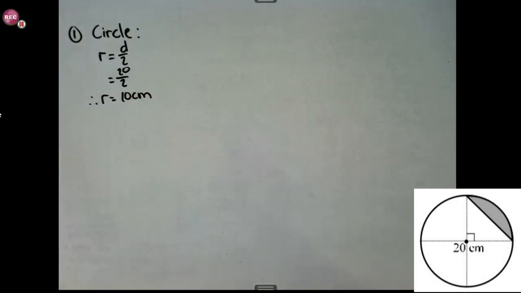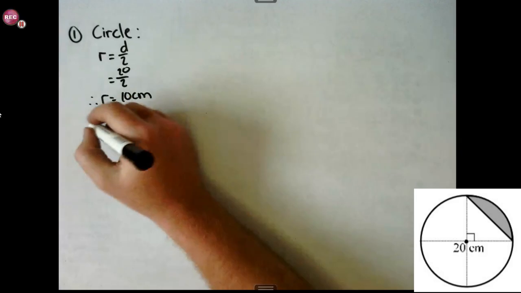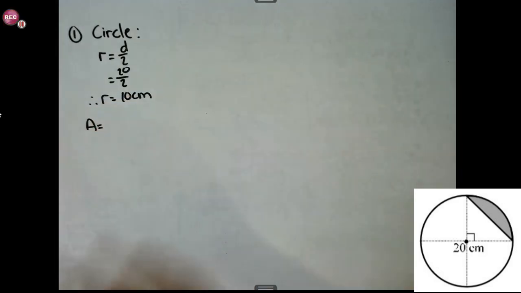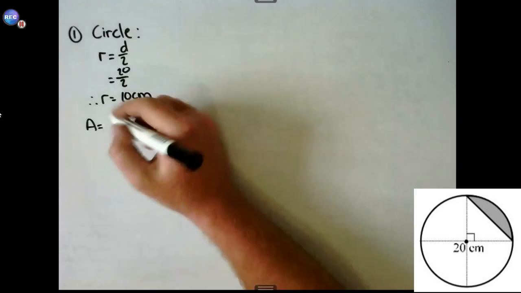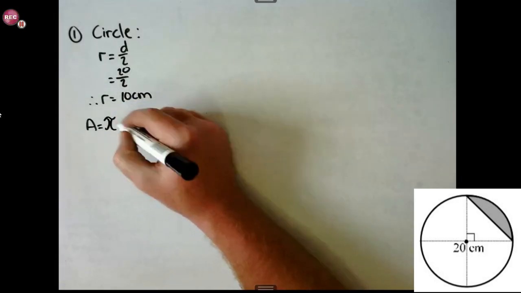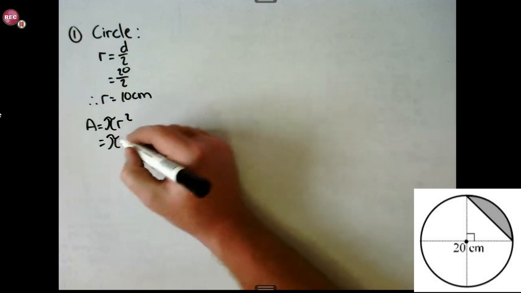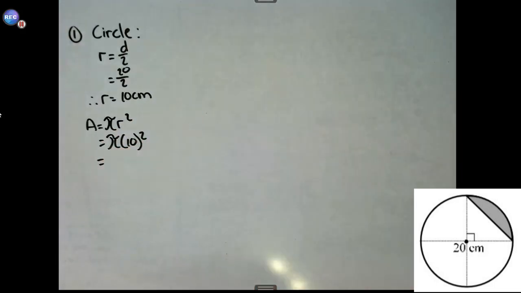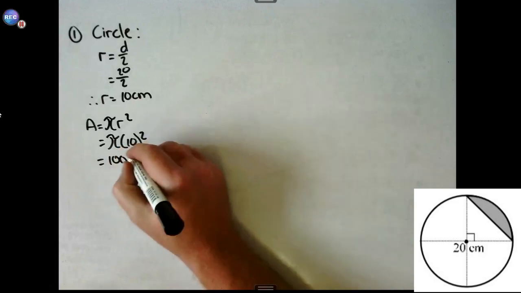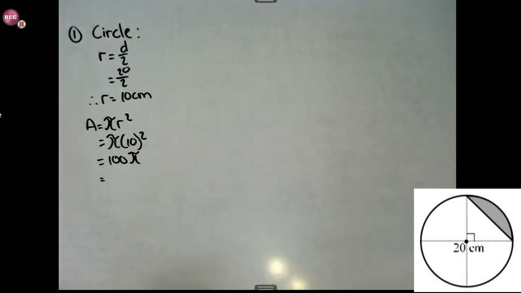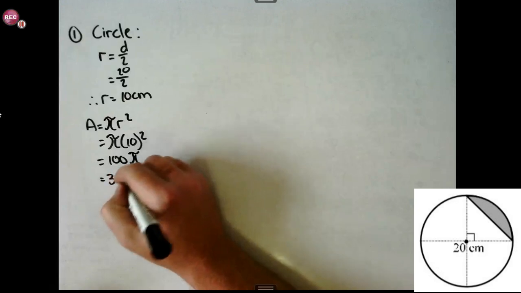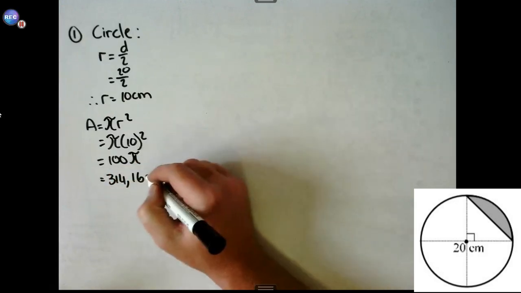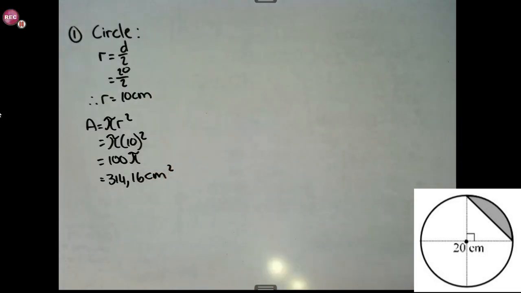So calculating the area of the full circle should not be difficult, as you have seen this done many times now throughout this video as well as the previous video. So pi times radius squared, so pi times 10 squared, and that will give you a total area of 100 pi, and that would be simplified then to 314,16 centimeters squared. Okay.